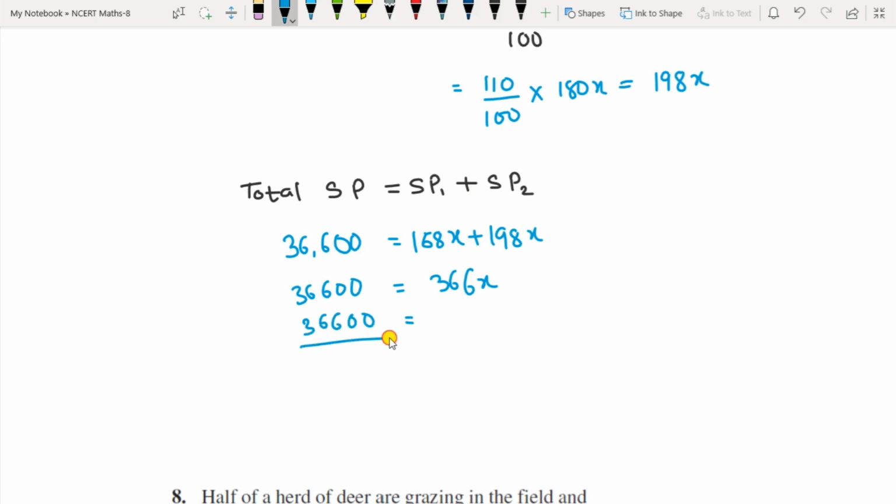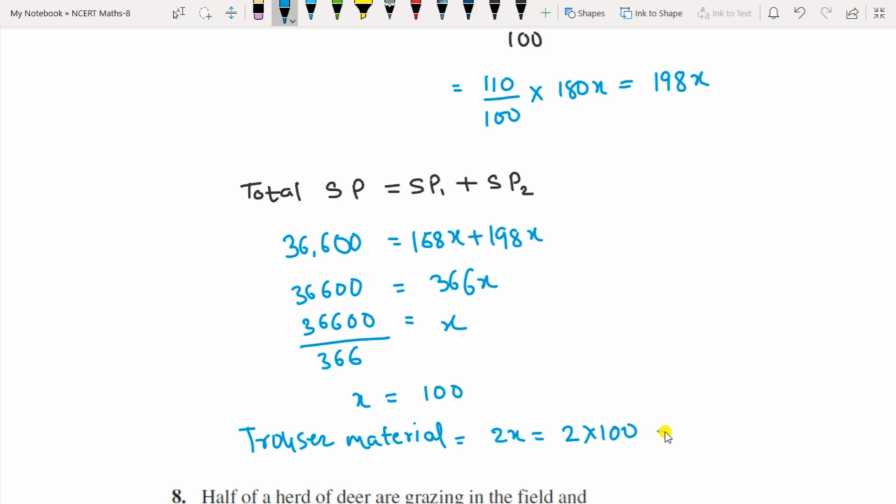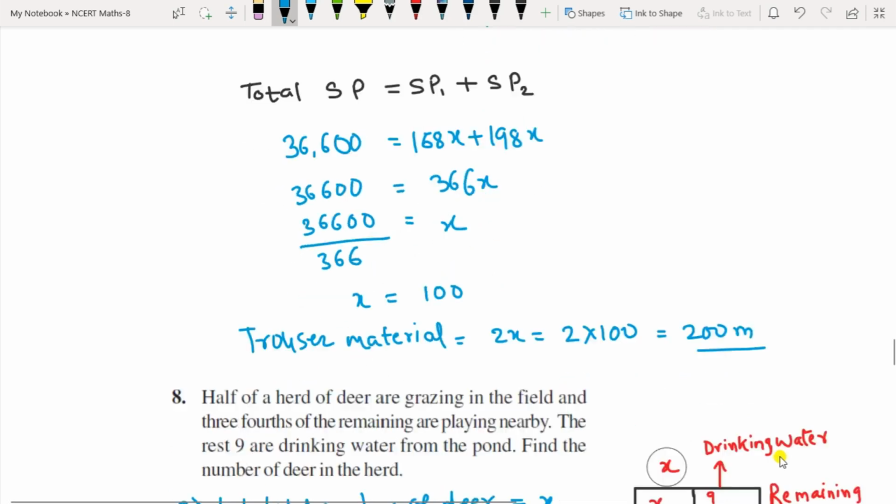So on dividing you get 36,600 upon 366 equal to x. On cancellation you get the answer as 100. So x equal to 100. Now you need to find the trouser material. So trouser material, its ratio was 2x, that is 2 into 100, it gives 200 meters. So that is the trouser material.